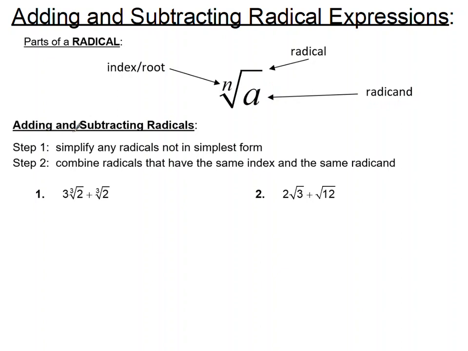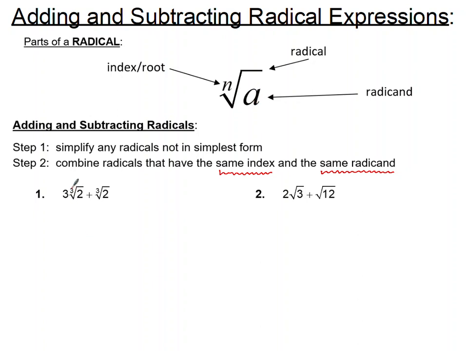So today for adding and subtracting radicals, we're going to follow these two steps. Step 1, let's simplify any radicals that are not in simplest form already. And then once that has happened, we will combine any radicals that have the same index and the same radicand. That means that this little number has to be the same and this big number has to be the same. So let's look at example number 1.